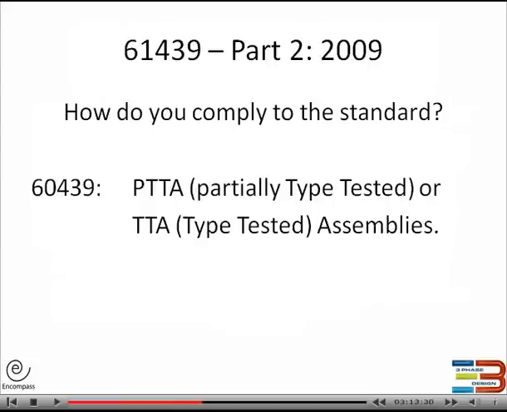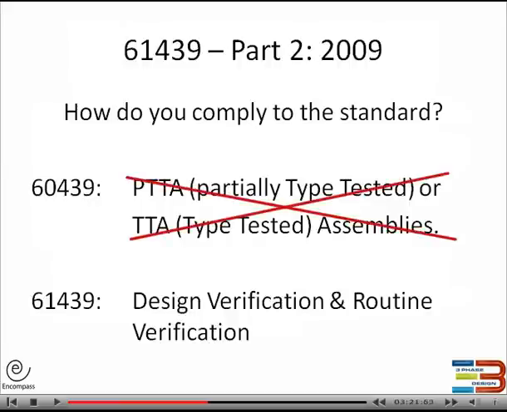So how do you comply with the standard? With 60439 we had partially type-tested and type-tested assemblies. In 61439 these have been removed completely and have been replaced with design verification and routine verification processes. Design verification is performed on a single test panel or panels, and routine verification is completed on every completed assembly that is then dispatched from the shop floor.